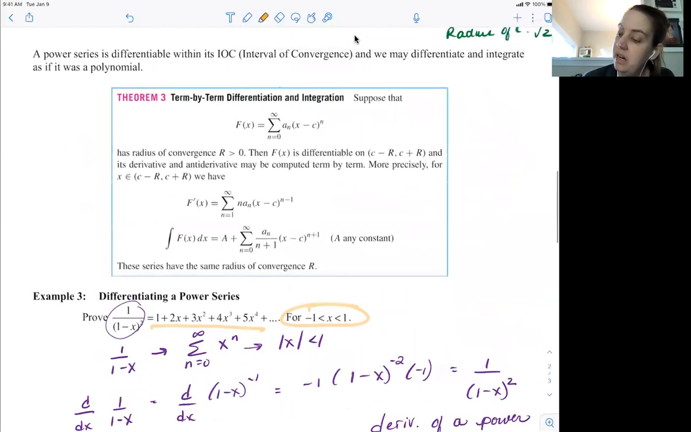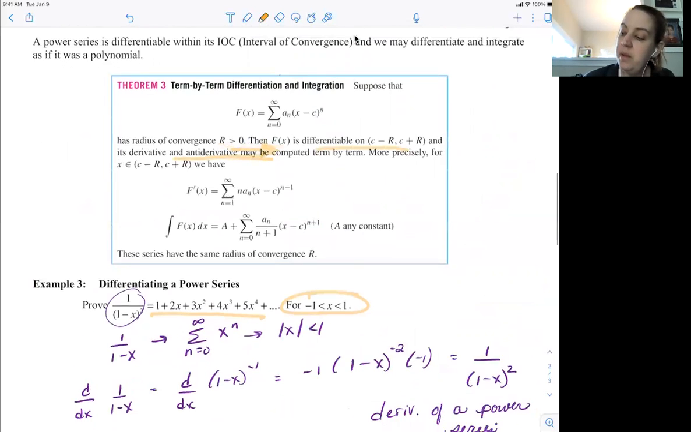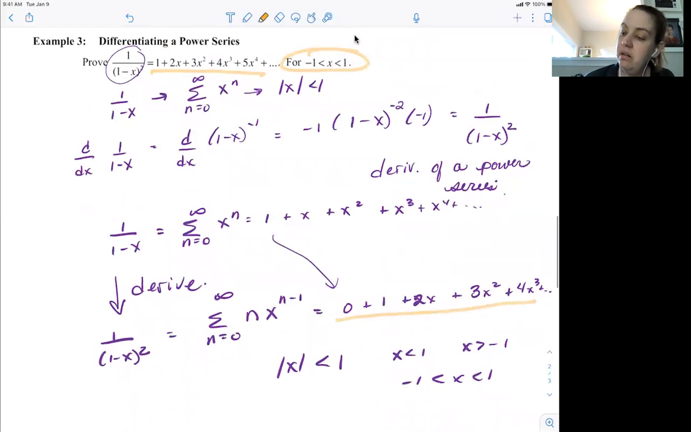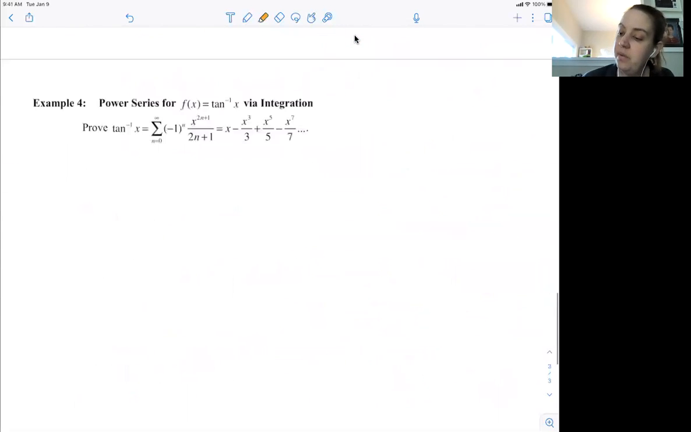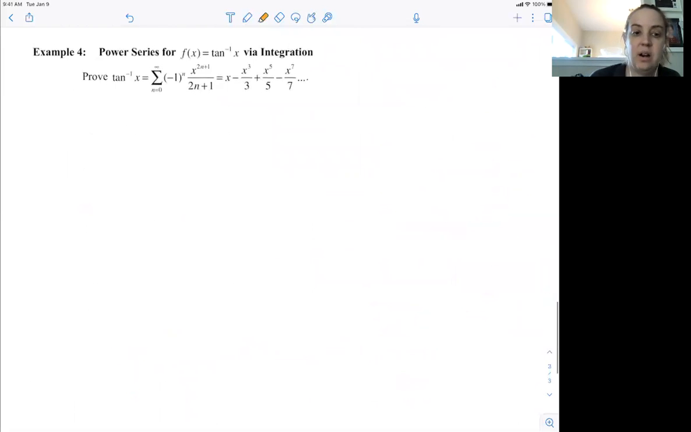Just keep in mind here, whatever the radius of convergence is for the original problem, that's where it's differentiable. And that's where the antiderivative may be calculated. All right, that's example 3. Okay, example 4, I think, is the last one that we have to deal with here.